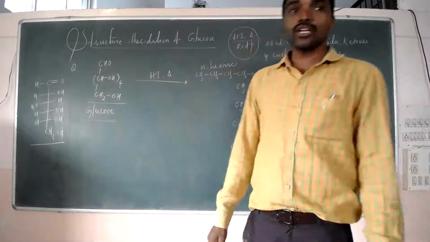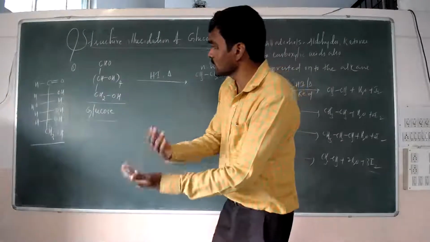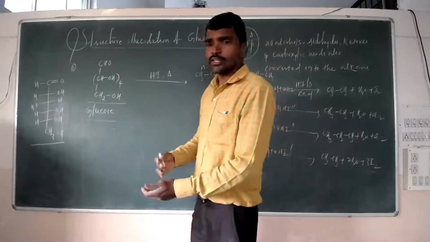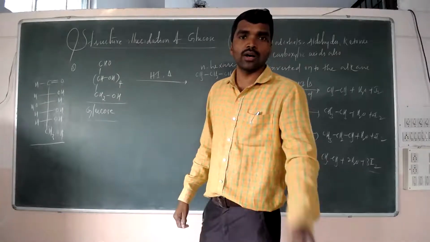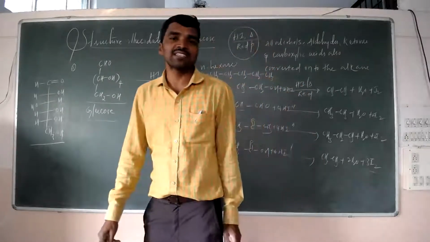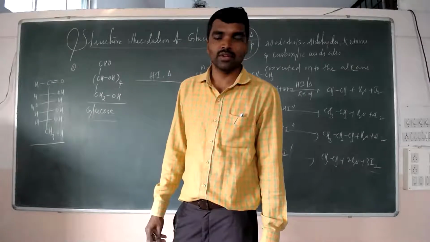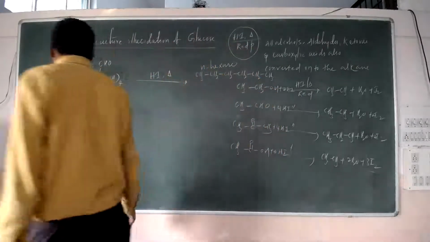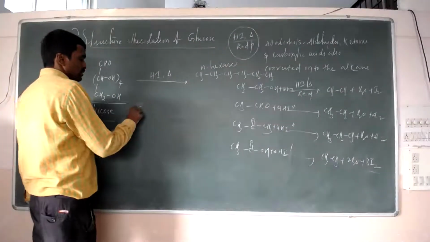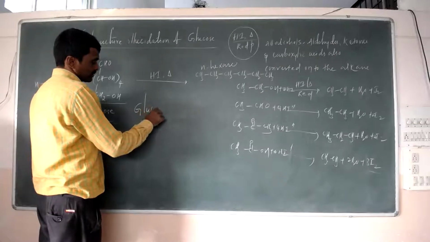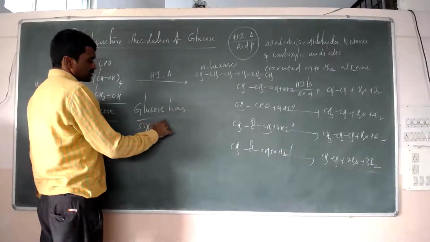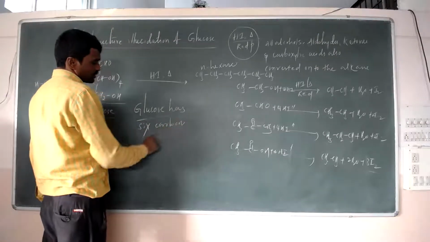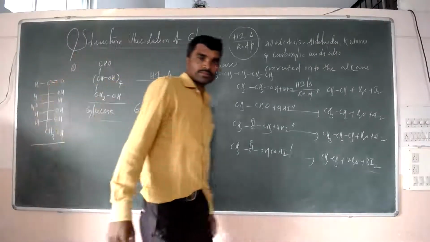So by this reaction, we can confirm that. What do you understand by this reaction? Glucose reaction with HI and heat. Then what is confirmed? It means that glucose has 6 carbons. This is a compound here, by this reaction.